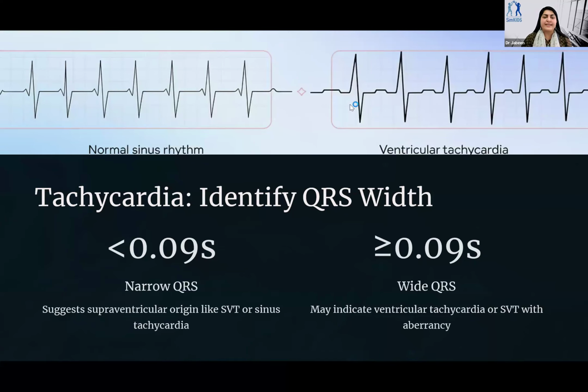So if it's a narrow complex tachycardia, it is either a sinus tachycardia or a supraventricular tachycardia. But if it is a broad complex tachycardia, it could still be supraventricular tachycardia with aberrancy or ventricular tachycardia. I know it is a lot of time confusing, but I'm trying to simplify. First, you look at whether it's narrow complex or broad complex.